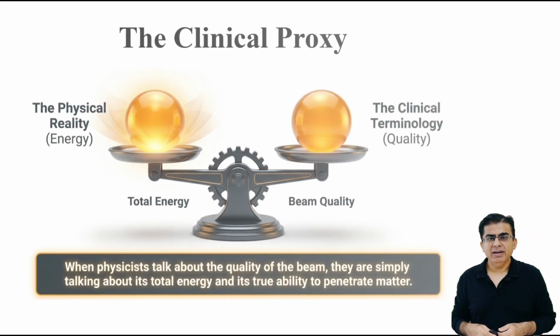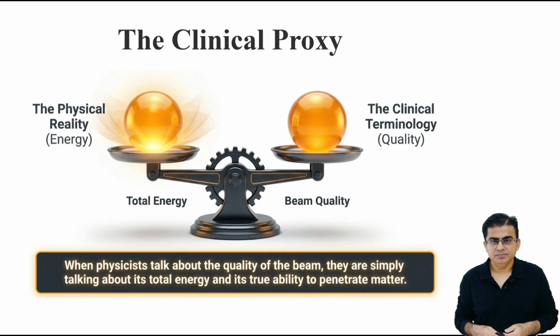Let us look at the balance scale on your screen. We often use the words quality and energy interchangeably in physics. So when we talk about the quality of the beam, we are simply talking about its total energy and its true ability to penetrate matter. A high quality beam simply means a high energy, highly penetrating beam. A low quality beam simply means a low energy, weakly penetrating beam.